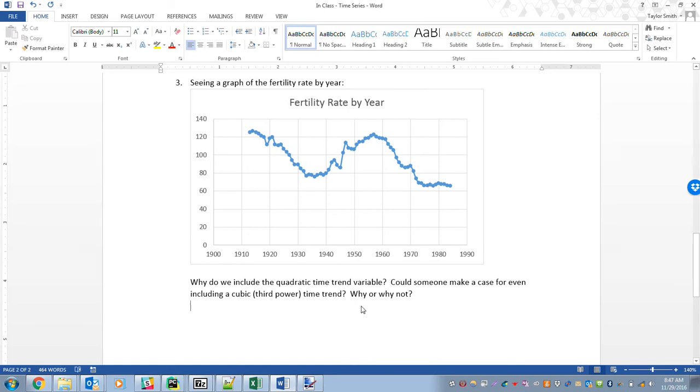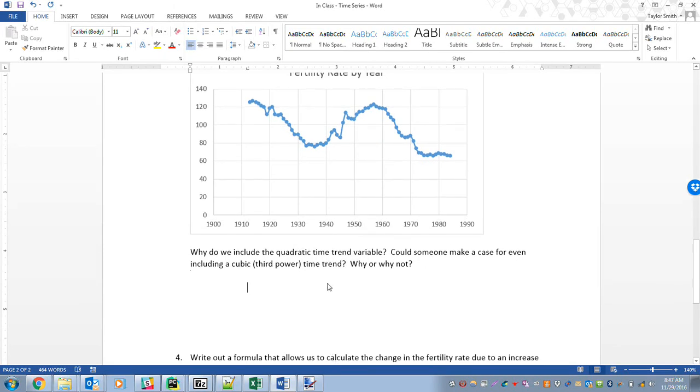Now, am I going to ask something like this on the test? Probably not, okay? But I wanted you to understand the difference between cubic and quadratic. So let's just answer the question here. Why do we include the quadratic time trend variable?